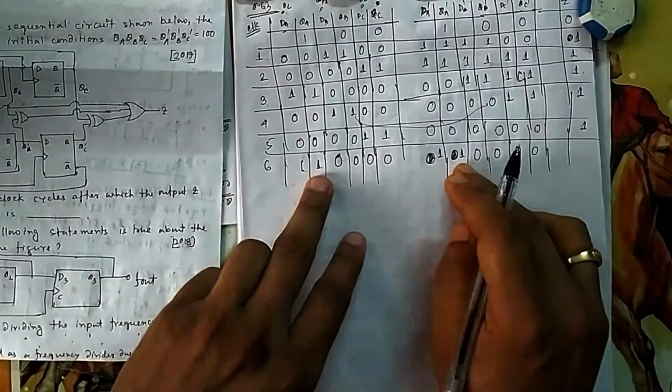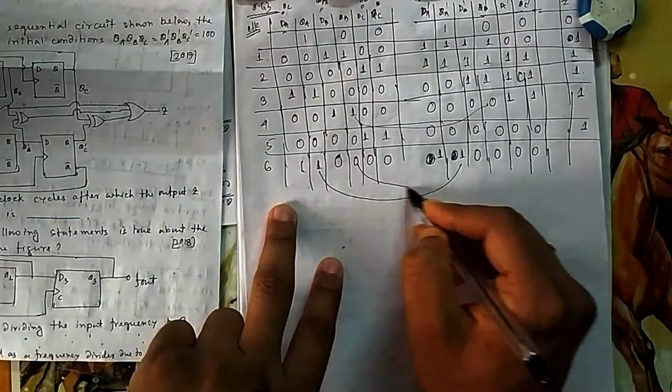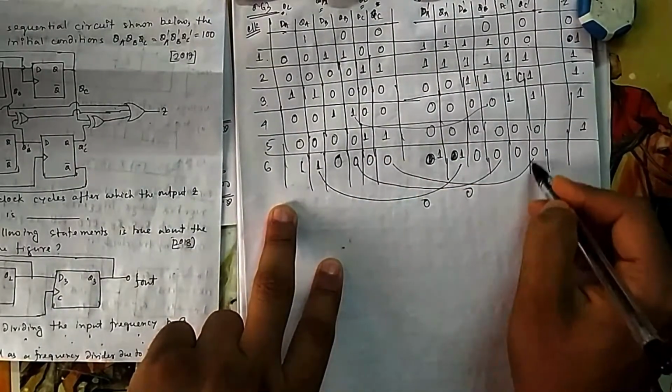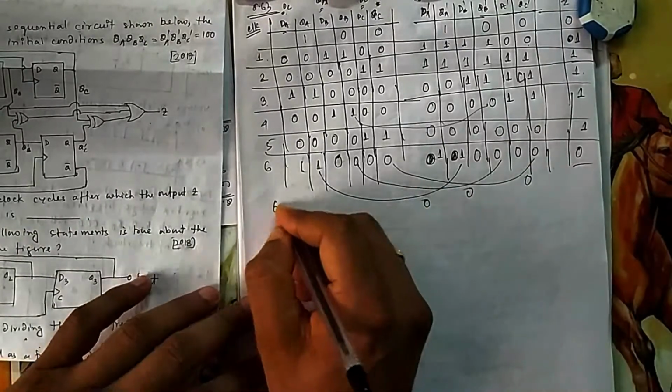So what will be the output between these two? See 1 1 0. Between these two is also, you see this will give you 0. You see this will give you 0. You see this will give you 0. Sum of all three will be 0. So after 6 pulses you are getting it.